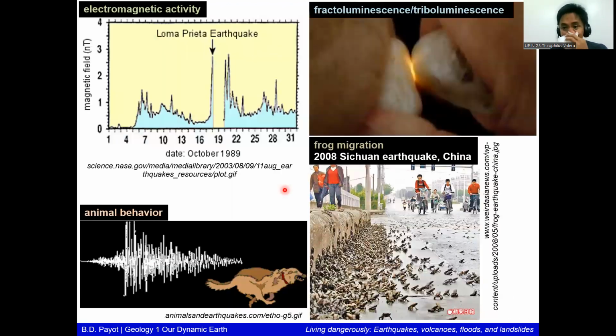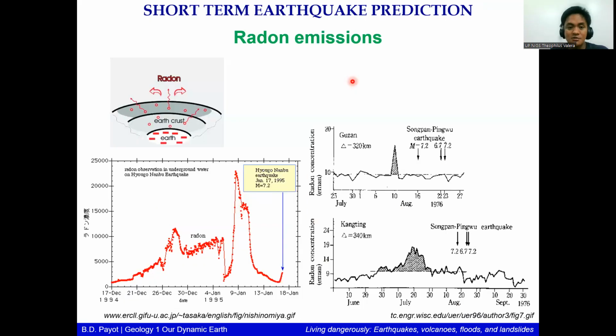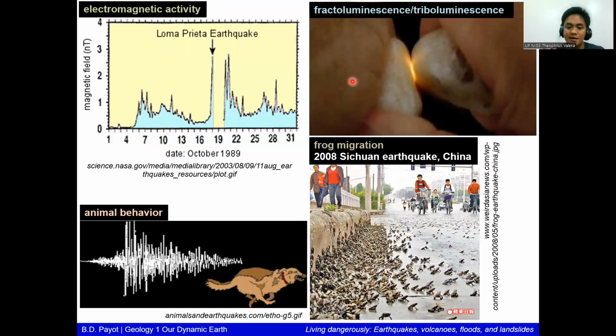And then, of course, the same concept, electromagnetic activity and fractoluminescence. Some rocks, if you rub them together, they generate light, kaya siya fractoluminescence. And same concept as yung radon emissions, pag nag-start ka mag-crack yung mga rocks natin, some of them can start producing light, fractoluminescence. If you have a sensor for that, then it may indicate precursor basically ng large magnitude earthquake.